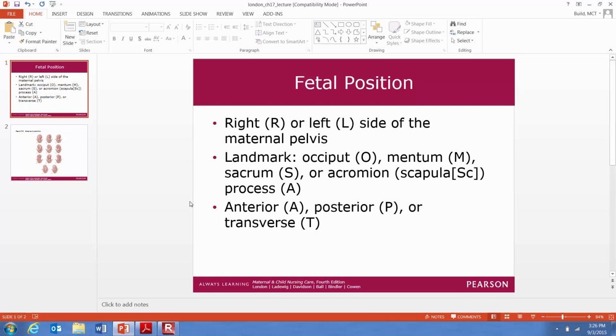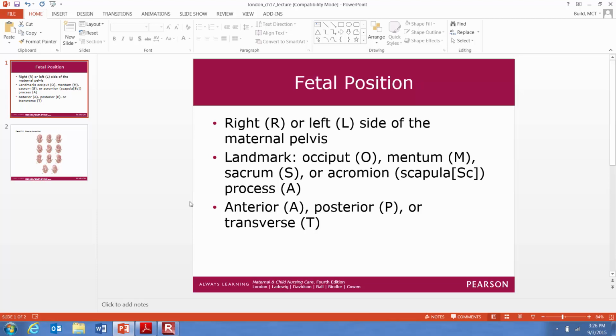Okay, and then they determine what part of mom's body is it facing? The front of mom's body, the back of mom's body, or is it transverse? Okay, so the front of mom's body is called the anterior, or A. The back of mom's body is posterior, P, and transverse is a T, of course. So let's describe this a little further.